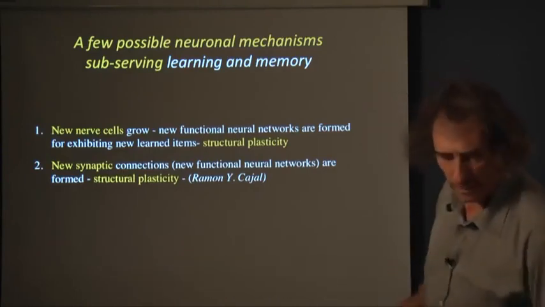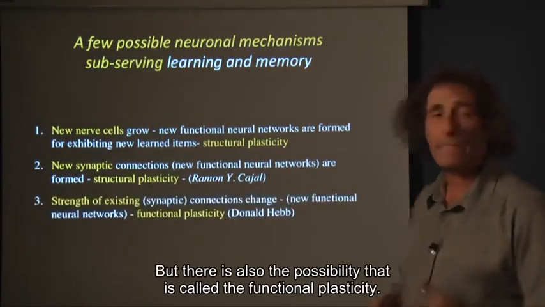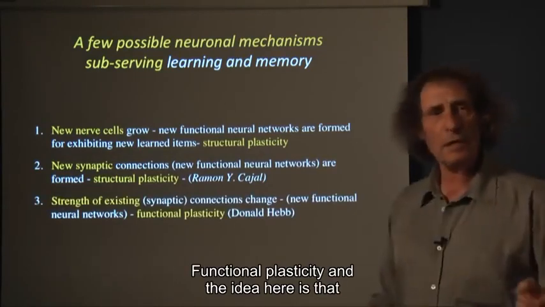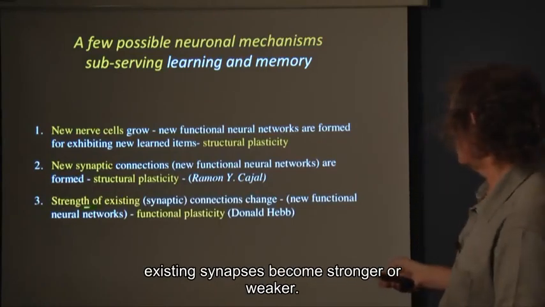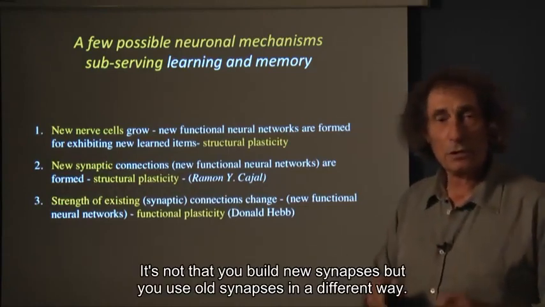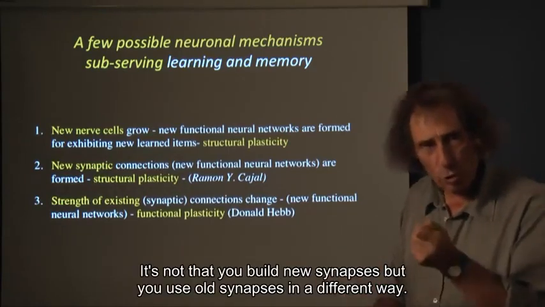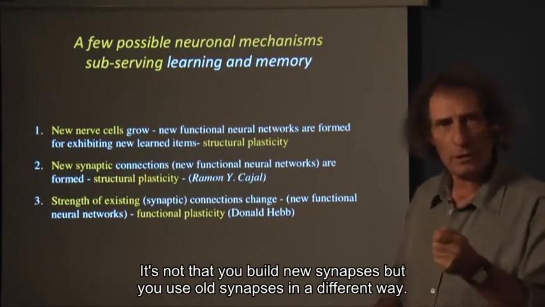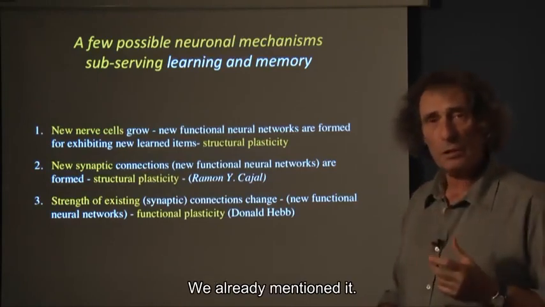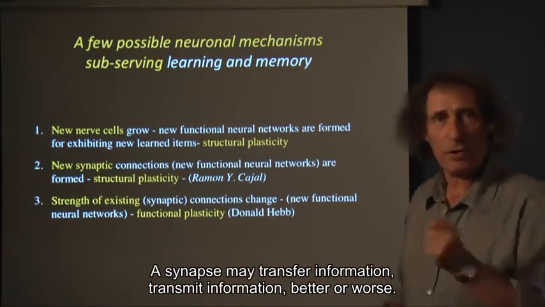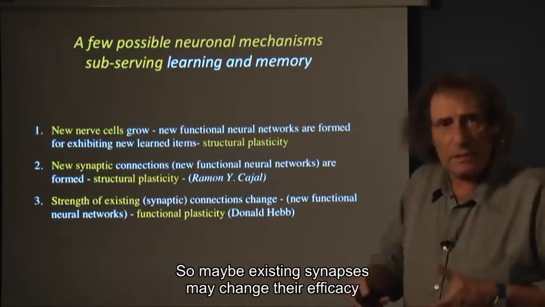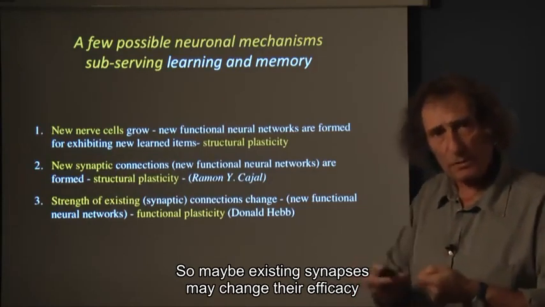But there is also the possibility that is called functional plasticity. The idea here is that existing synapses become stronger or weaker. It's not that you build new synapses, but you use old synapses in a different way. A synapse may be strong or weak. We'll discuss it in a second. We already mentioned it. A synapse may transfer information, transmit information better or worse. So maybe existing synapses may change their efficacy.